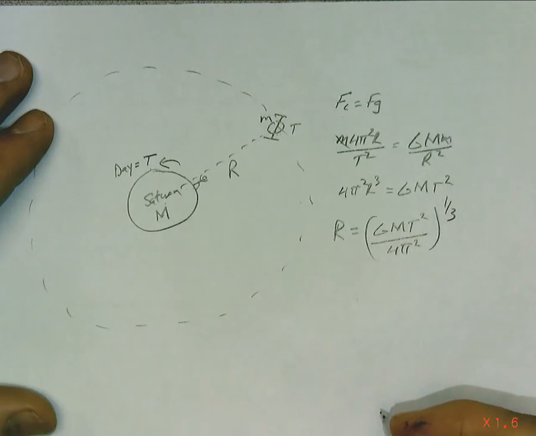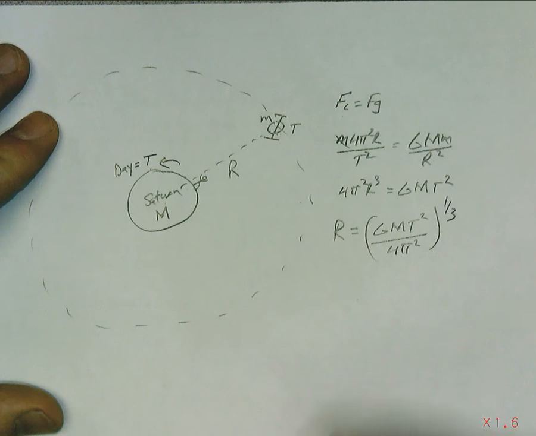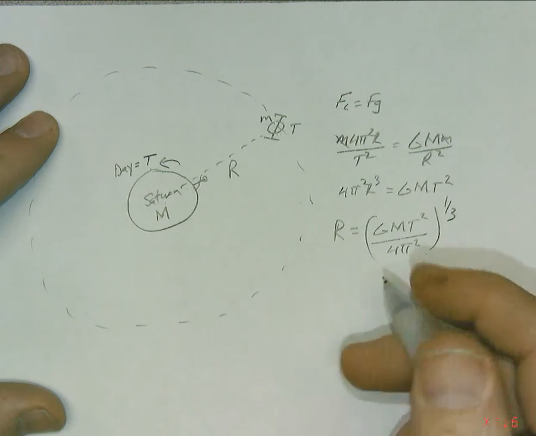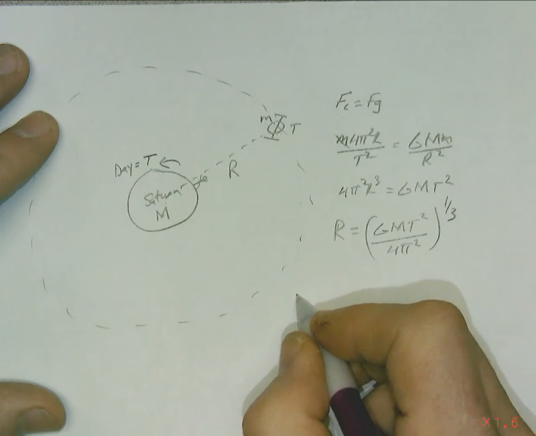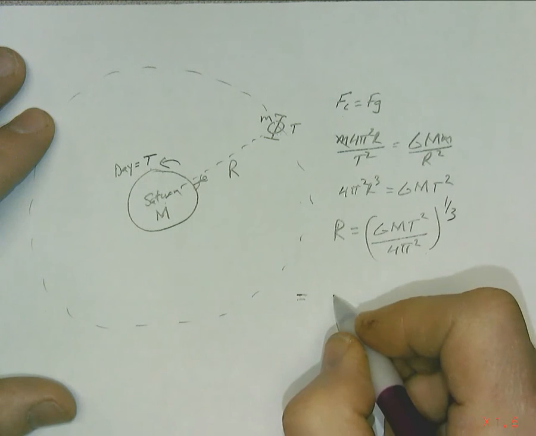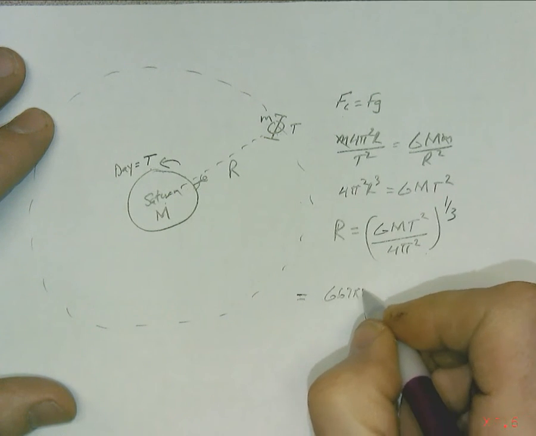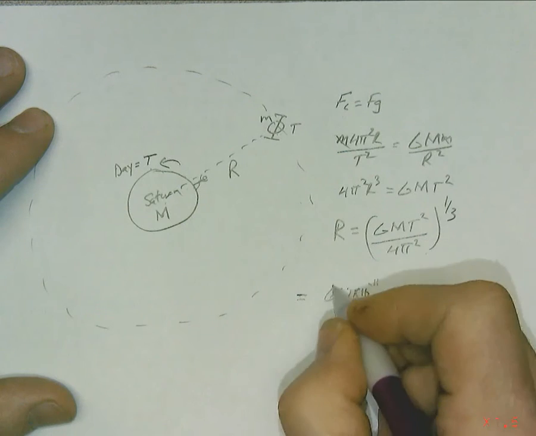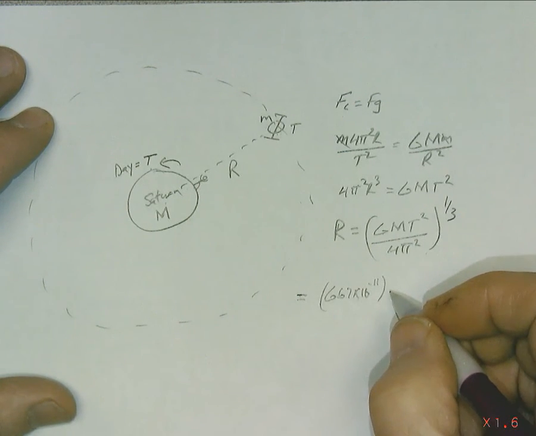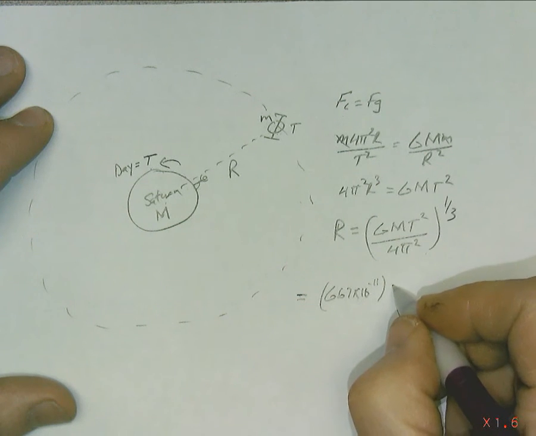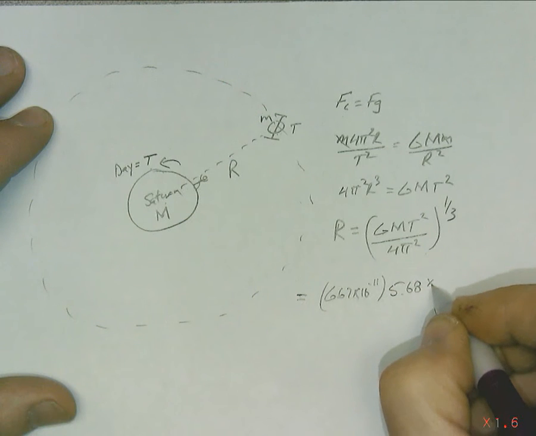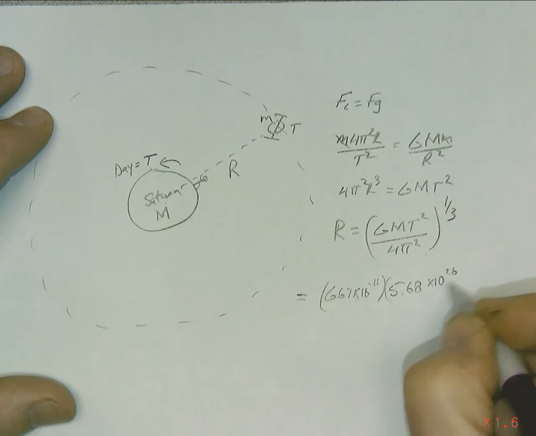That's it. I guess I could stop right now, but what I'm going to do is go ahead and put some numbers in, some example numbers, just to make sure we know how to do the details here. So 6.67 times 10 to the negative 11. That is the universal gravitation constant. The mass of Saturn, 5.68 times 10 to the 26th.